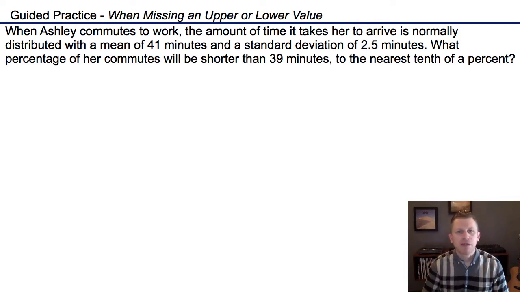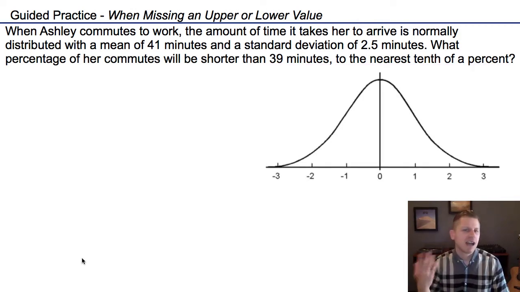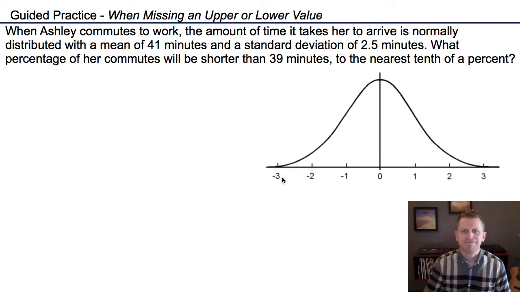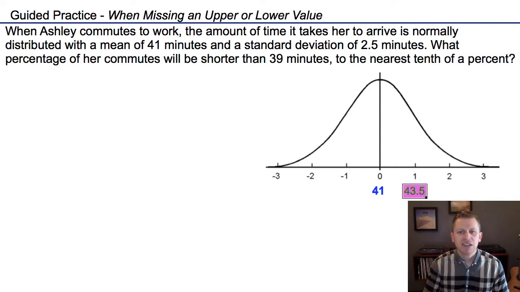Here we want to bring up our blank curve. To me, this helps me kind of get centered in the work that we're doing. Below 0 is where I'm going to place my mean. Here the mean was given at 41 minutes. Then I look above and below. With 2.5 minute standard deviations, I could continue to add 2.5 to get these values here. Similarly, I could subtract 2.5 from 41 to get the values here.